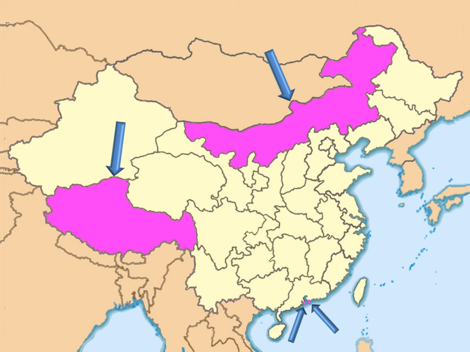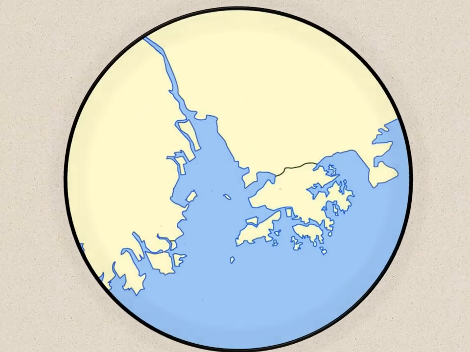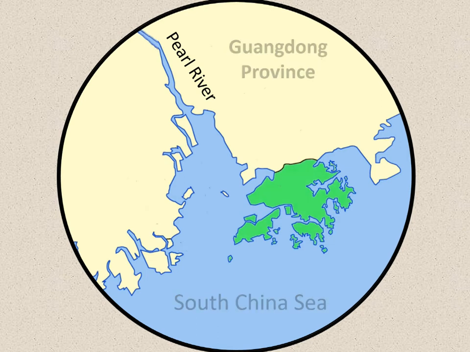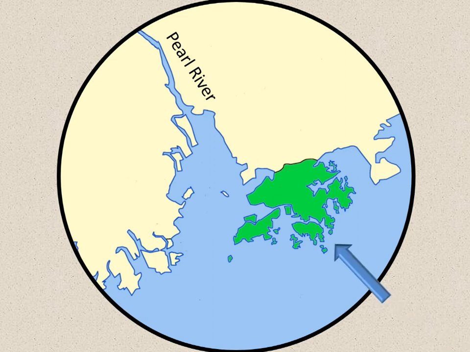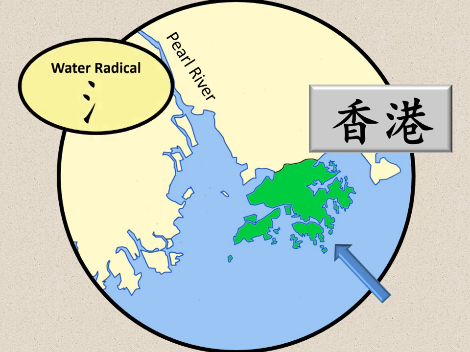Let's start with those. Let's zoom in on the estuary of the Pearl River. This is where water from Guangdong province drains into the South China Sea. Here we find two former colonies of Western empires. The Chinese name of this special administrative region is written like this. Literally, it means fragrant port. Look at the second character, which means port. Do you see the water radical that we learned in Part 2?